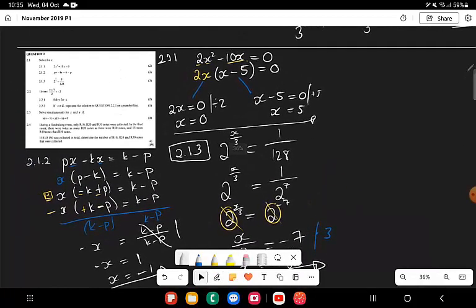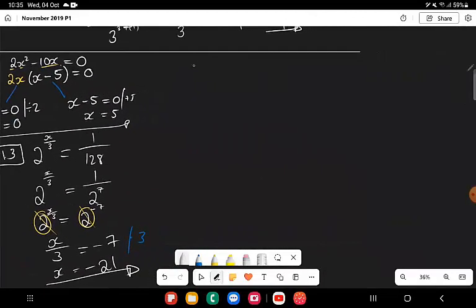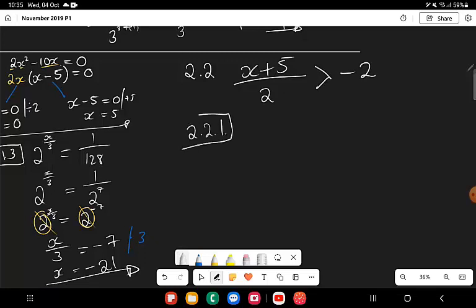All right, so this is question 2.1. Let's go to question 2.2. Okay, so 2.2 says x plus 5 over 2 is greater than negative 2. 2.2.1 says solve for x.